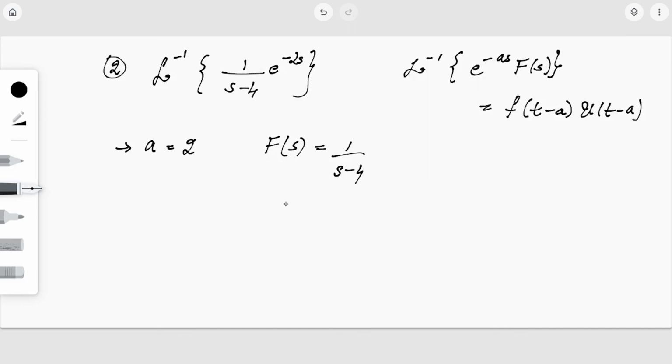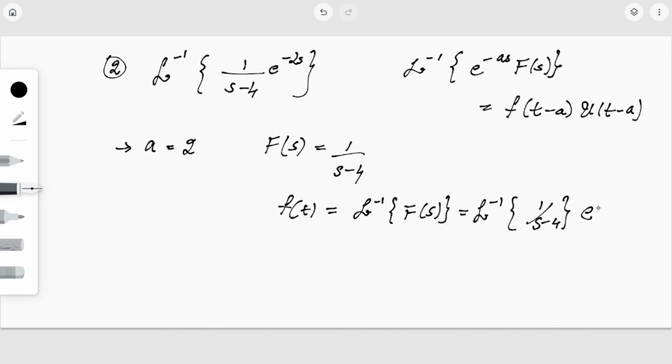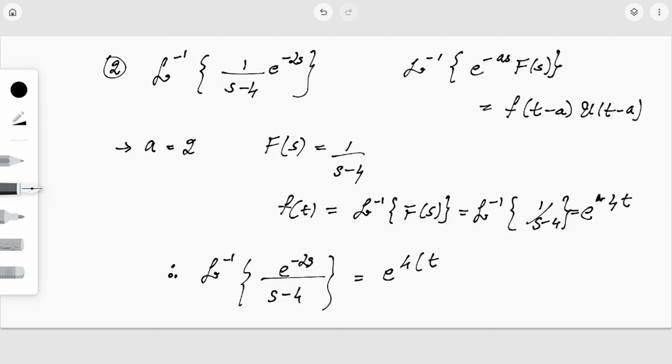So if F of s is 1 by s minus 4, what is f of t? F of t will be equal to L inverse of F of s, that is nothing but L inverse of 1 by s minus 4, and what is that value? Not minus, e raised to 4t. Okay? So, therefore, the L inverse of e raised to minus 2s by s minus 4 has f of t equal to e raised to 4t. So what is f of t minus a? It is e raised to 4 into t minus 2 into u of t minus 2.